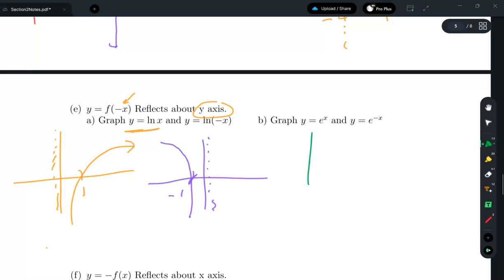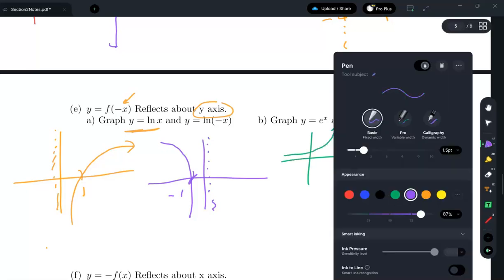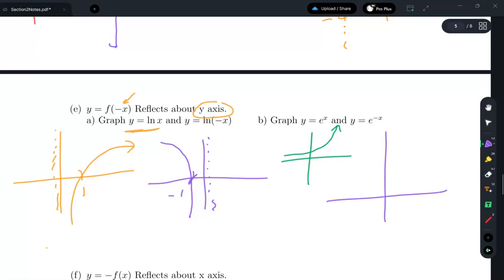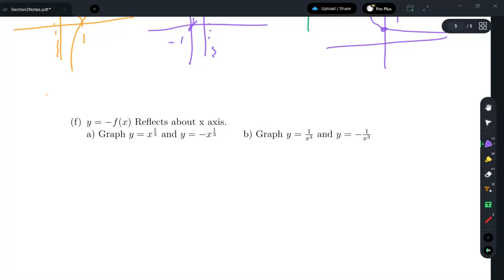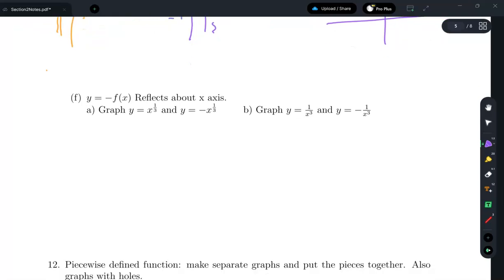So if I have e to the x, that looks like that. And then e to the -x, so that crosses at 1. So now it's going to go like that, right? Okay, and reflecting it about the x-axis is where the negative is on the outside.